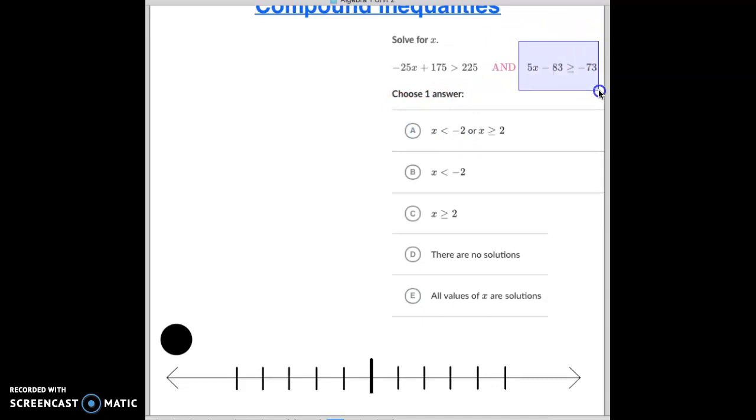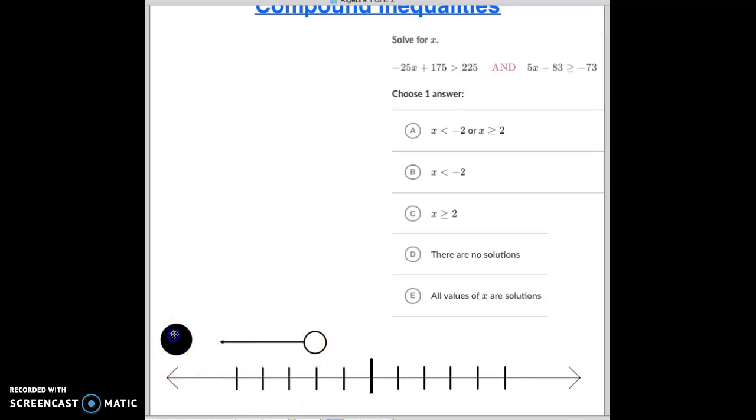Then, once I solve this one, I'm going to add 83 to both sides. So 5x is greater than or equal to 10. Divide by 5, x is greater than or equal to 2, which matches this one. x is greater than or equal to 2. So I still recommend we graph these because it will reduce your pain and misery. x is less than negative 2, so here's negative 2 right there. x is less than that. So we're going to draw a nice little line going that direction.